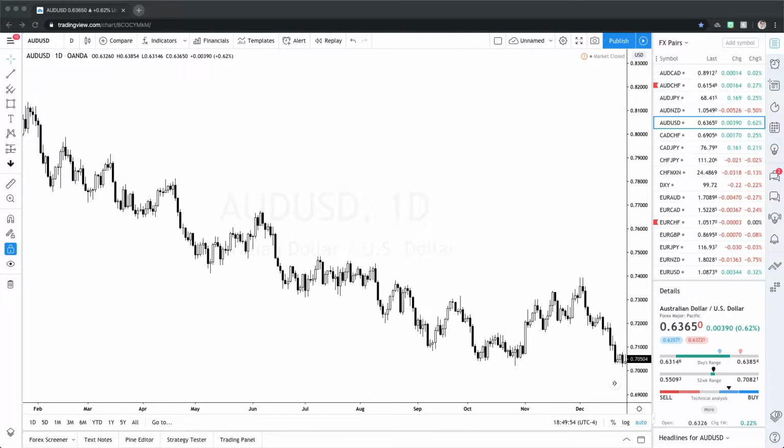So basically, you just look at the chart. Support would be underneath price. Resistance is above price. Should we care about them? We definitely should.